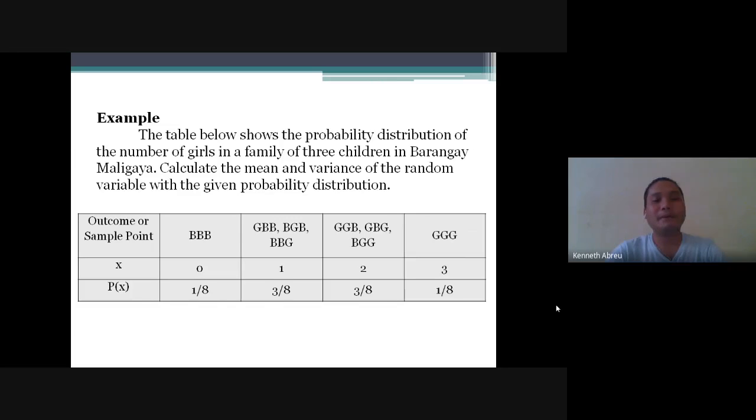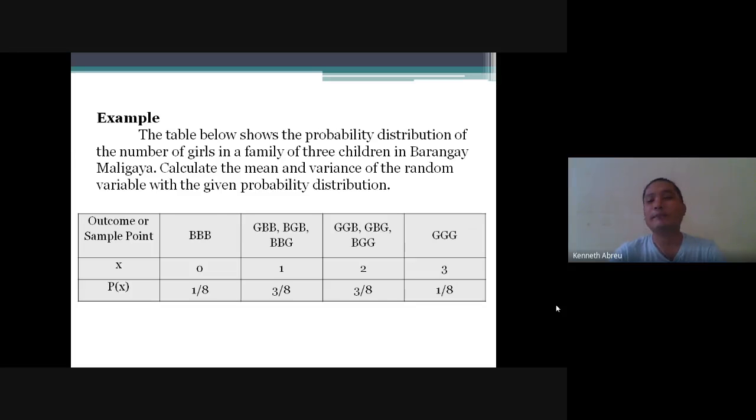Yung corresponding probability, kapag walang babae, 1/8. Ibig sabihin, puro lalaki lamang yung anak. Kapag may isang babae, so that would be 3/8 yung probability. Kapag dalawa yung babae, 3/8 din yung probability.